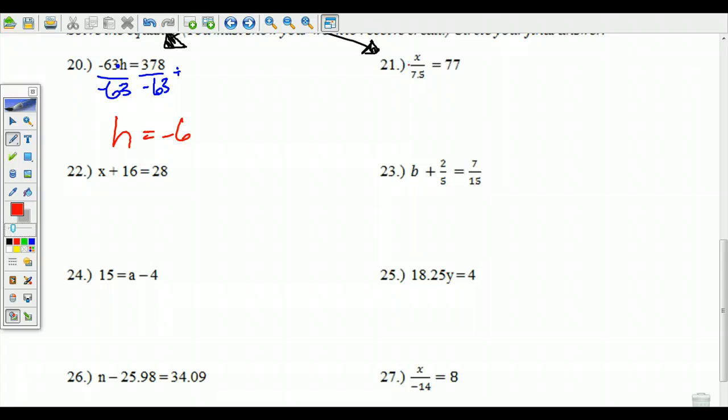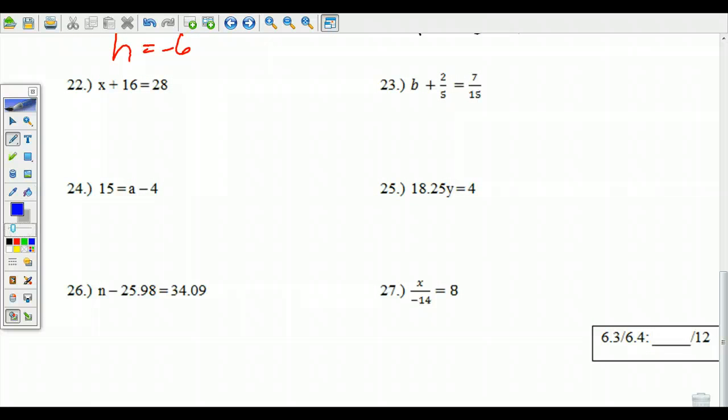Number 21, we need to multiply both sides by 7.5 because we are dividing by 7.5. The inverse of multiplying or dividing by 7.5 is multiplying by 7.5. So these guys will cancel out, and we're left with x is equal to 577.5.